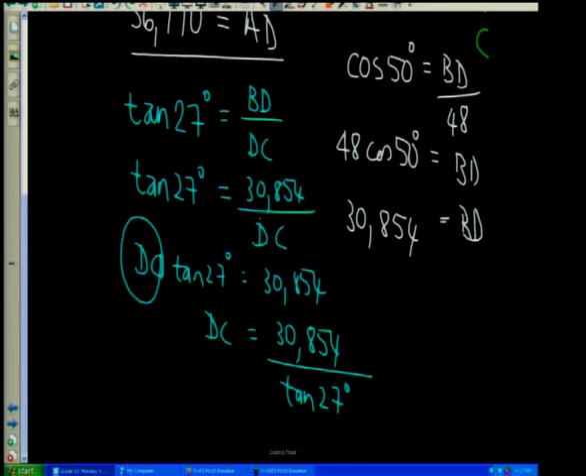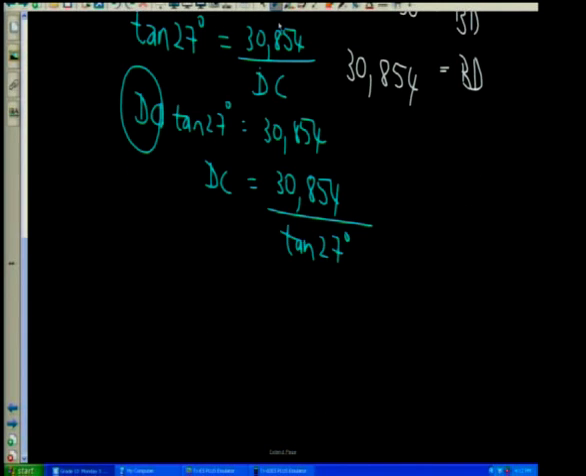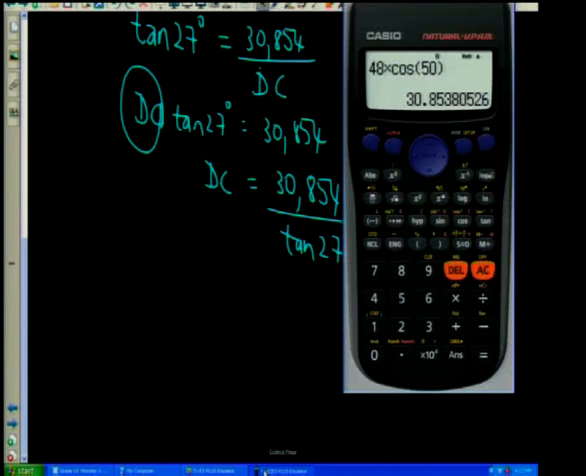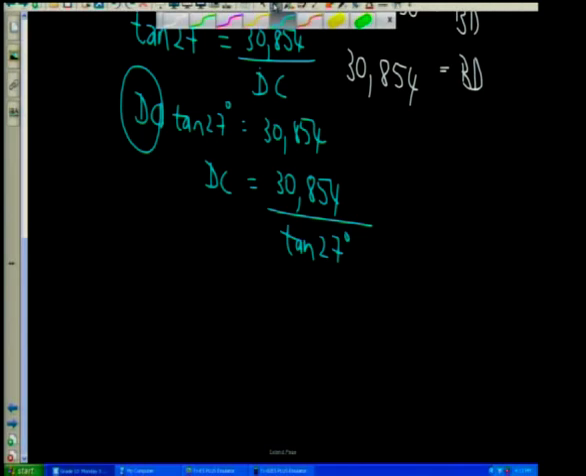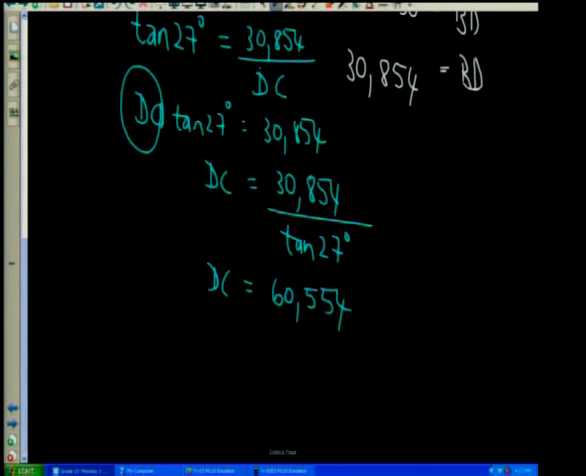Okay, so going back to my calculator, we've got the 30,854, and I'm going to divide that by tan of 27. And so I get DC as 60,554. Right, so let's see how far we are now.